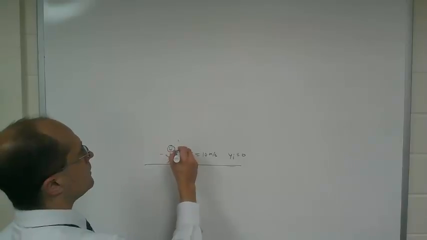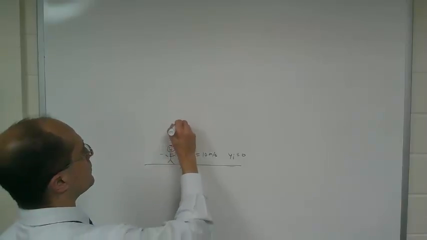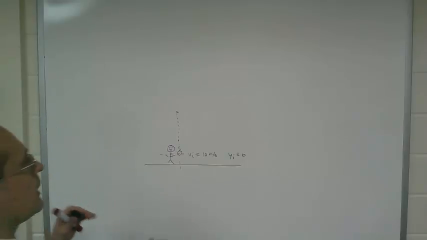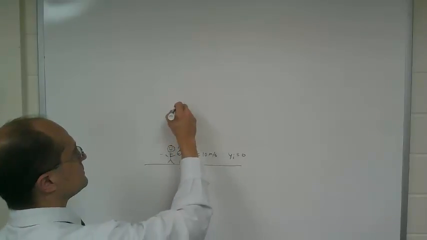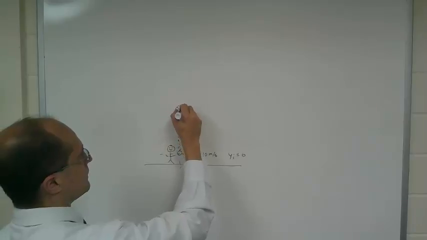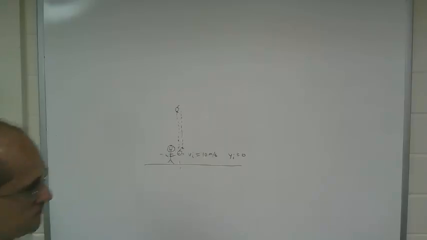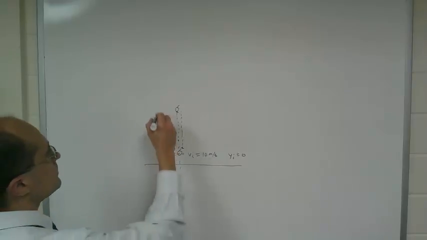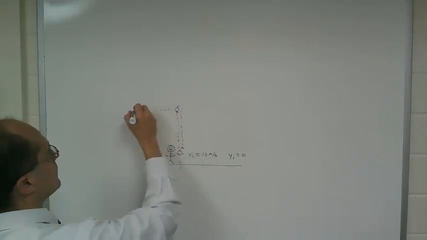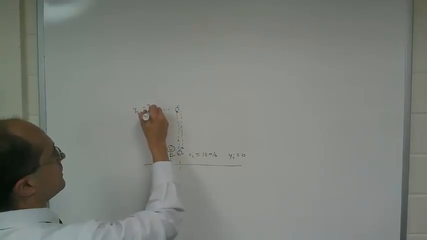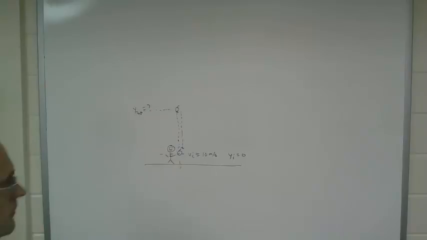The apple will go straight up, reach some maximum height up here, and then come straight back down. So the first thing we want to know is this y at the top: how high up does it go?